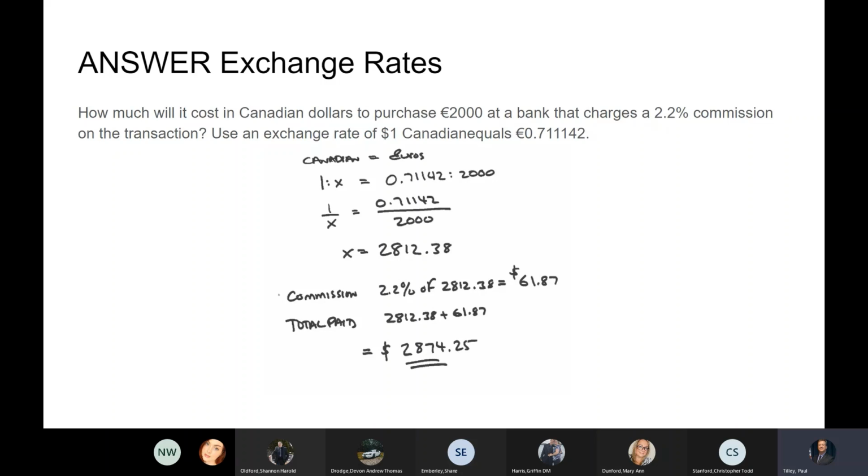And then it says, okay, the commission is 2.2%. So we just simply take 2.2% of that 2,812.38, which is 61.87. We add that to 2,812.38, and that will give us the total cost of doing that little exchange, which will be 2,874.25 Canadian. So that's a typical problem that you would have for that. It won't be too complicated, just very similar to that.